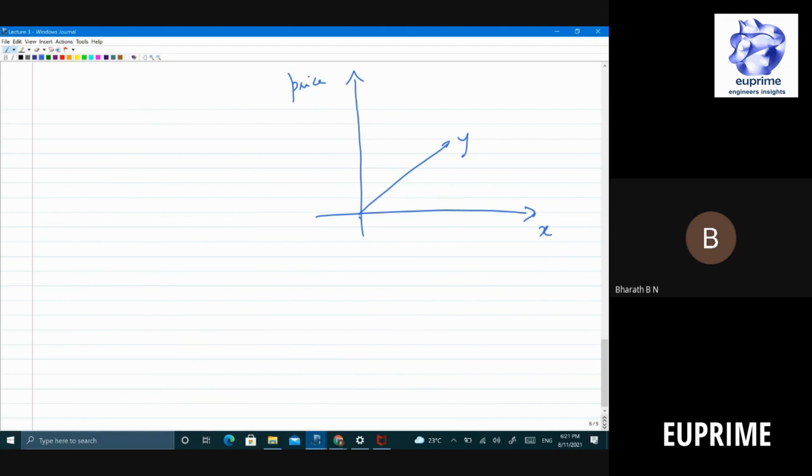Now, what do I do? I go to the real world, I collect the data and I see what the prices are, and I keep plotting this. Whatever, you get some plot like this. So typically, this can be modeled by a straight line. Okay, so I have to fit this using a straight line.